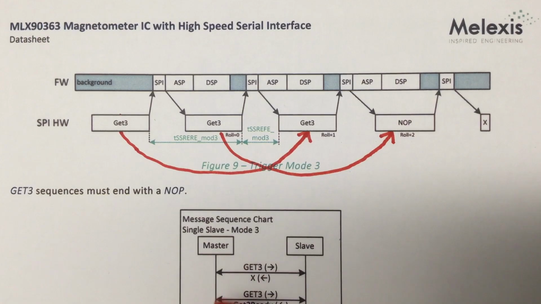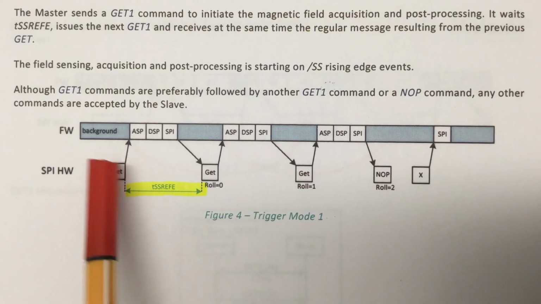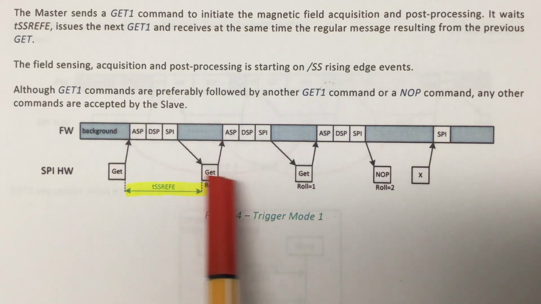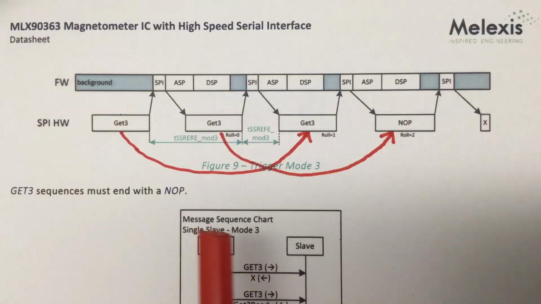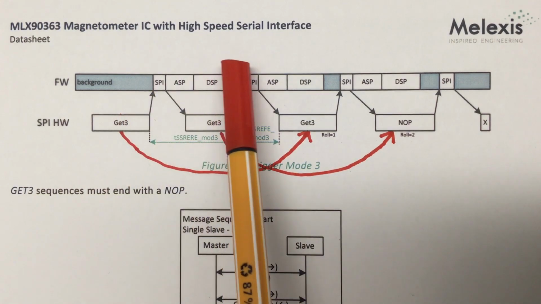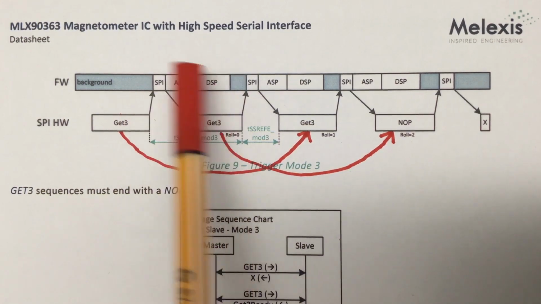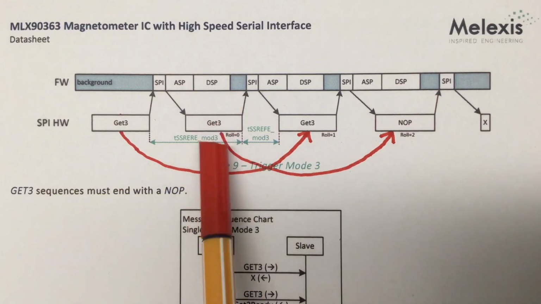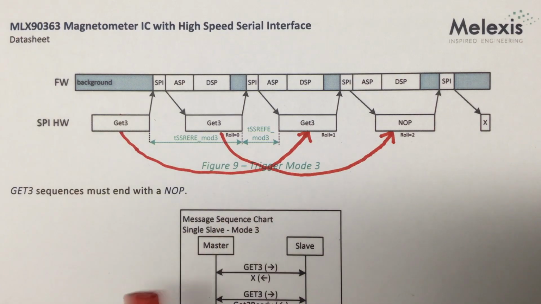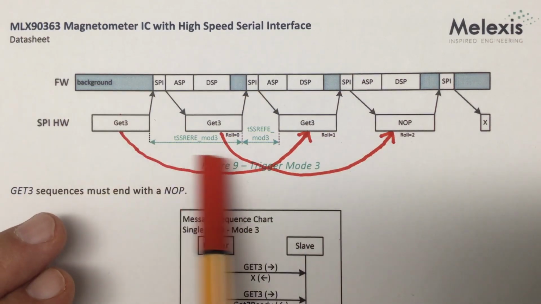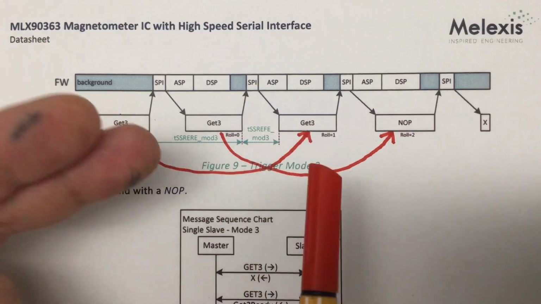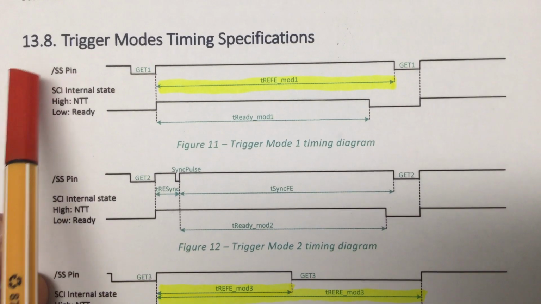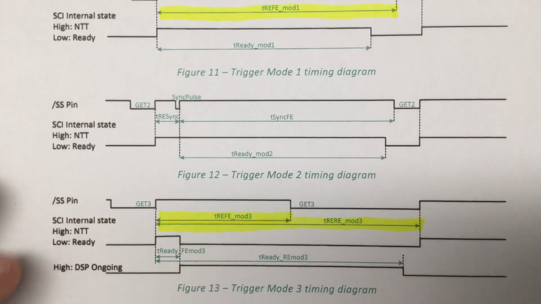Please note that unlike in trigger mode 1, where you have an SPI transaction and then the slave does the measurement and stuff, and then you have the next SPI transaction, in trigger mode 3 there is an overlap between the slave doing the measurement and the digital signal processing and the next SPI transaction. Also note that in this graphic the names of the timings here are also typos. The correct names are given again in chapter 13.8, Trigger Modes Timing Specification.